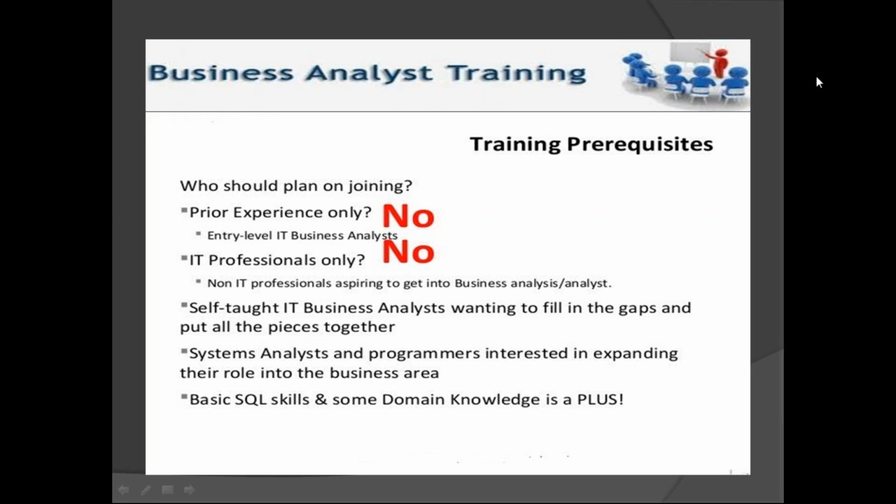trainings. So this slide gives some important information. It says prior experience is not required to take the training, and it is not required to have an entry level IT business job also. Even IT professionals, it is not required that a candidate should be from an IT background. So non-IT professionals aspiring to get into business analysis can take this training, and self-taught IT business analysts who want to fill in the gaps and put all the pieces together can take this training.